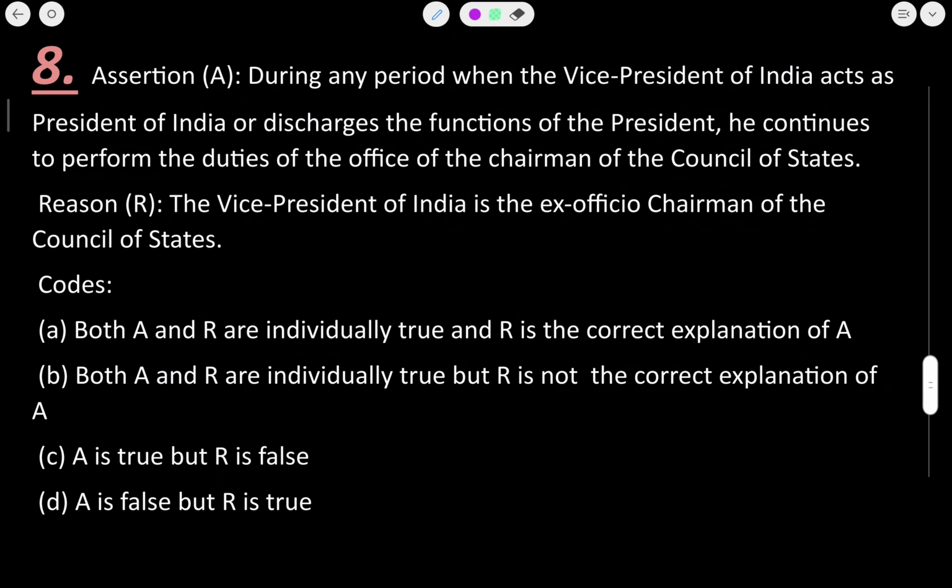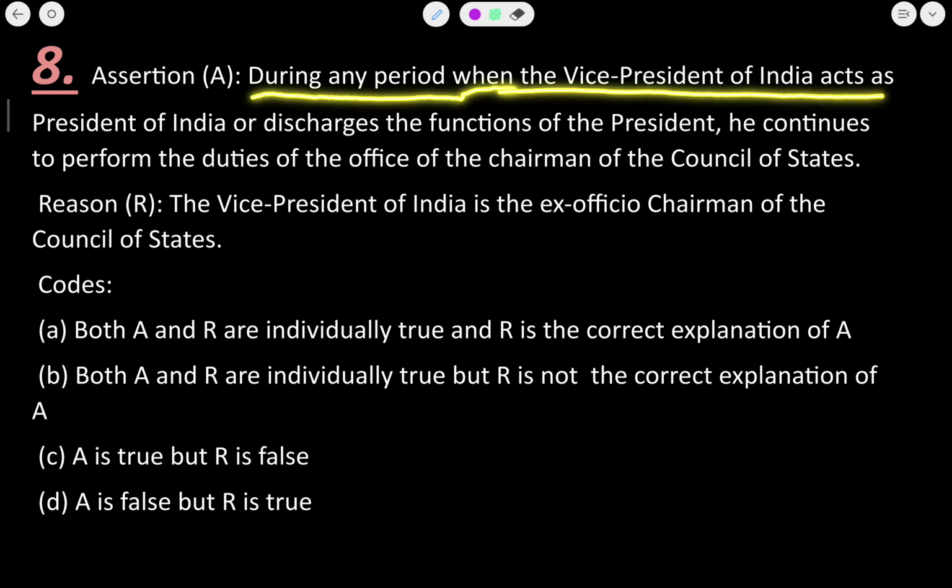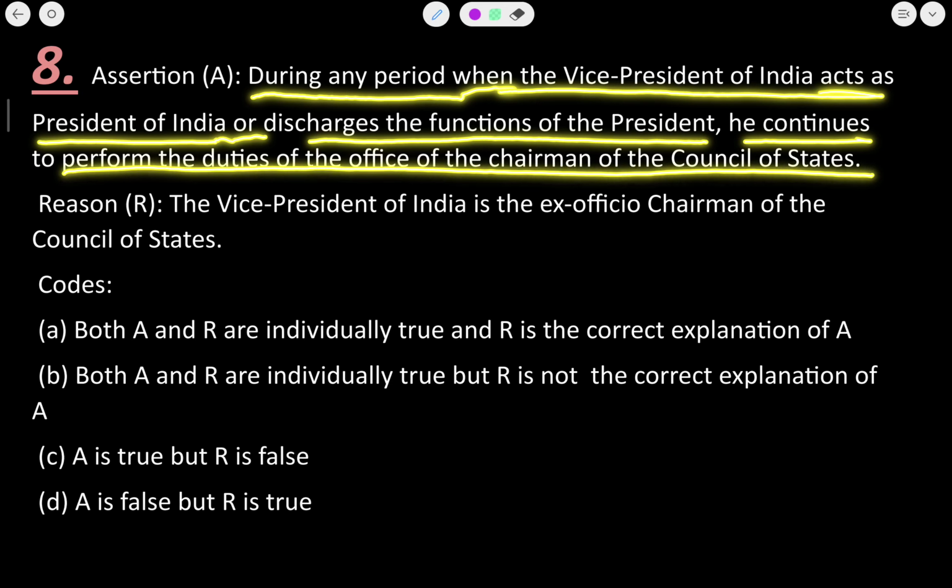Now next question is about the assertion and reason. During any period when the Vice President of India acts as the President of India or discharges the functions of the President, he continues to perform the duties of the office of the Chairman of the Council of States. The statement is absolutely incorrect. Whenever Vice President acts as the President of the country, any other member which is elected by the members of Rajya Sabha at that time.